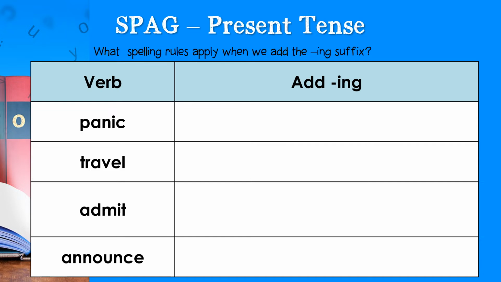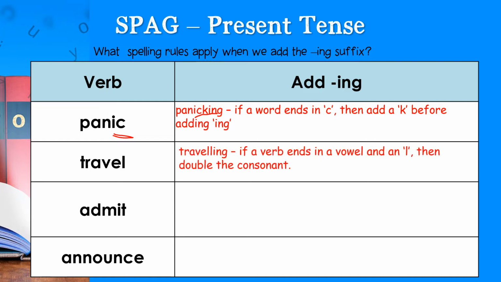Okay, so if we start with panic, if we're adding ing to a word that ends in a C, then we have to add a K as well. So panic, the verb itself ends with a C, but panicking has got a K in there as well. So we have to add the K before the ing. Travel will become travelling. So we have to add a second L. We have to double the L on the end.